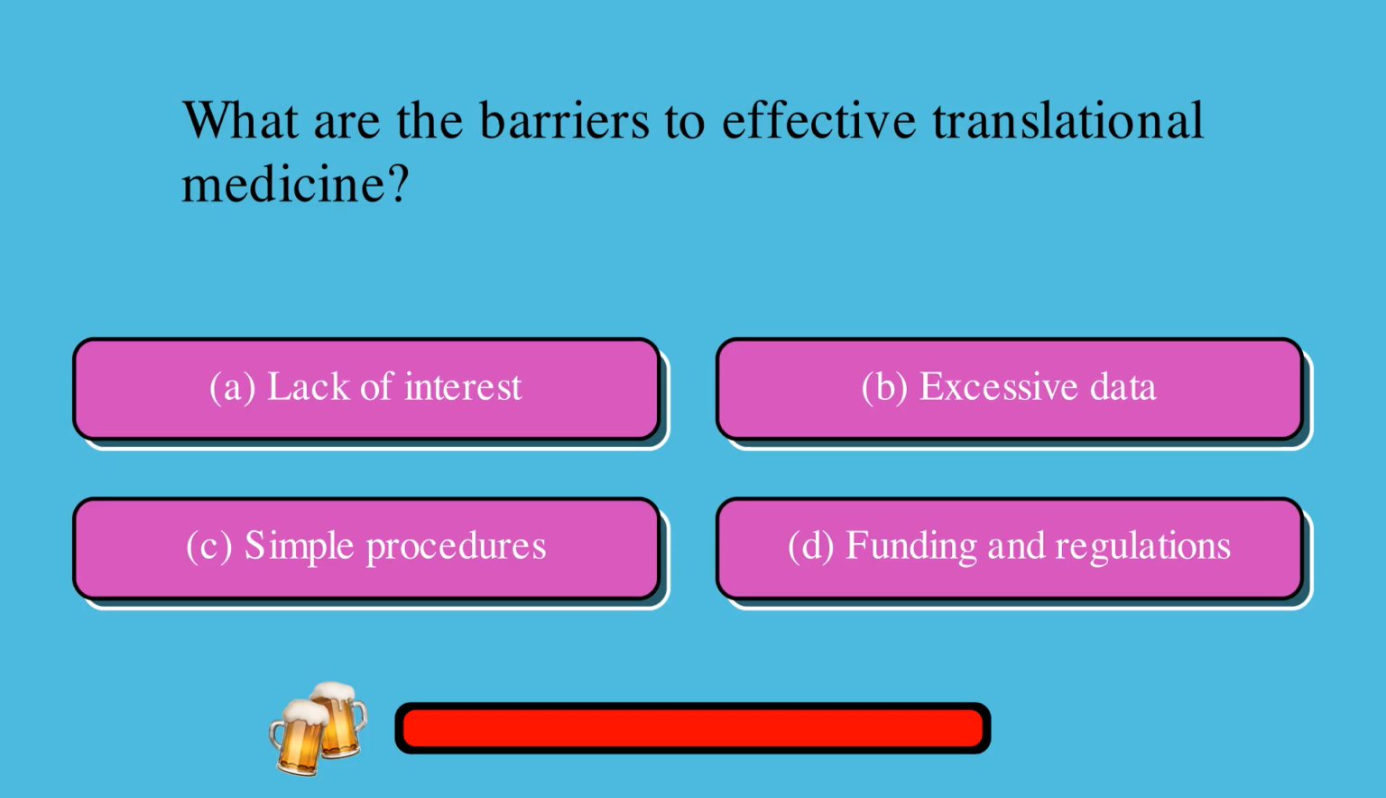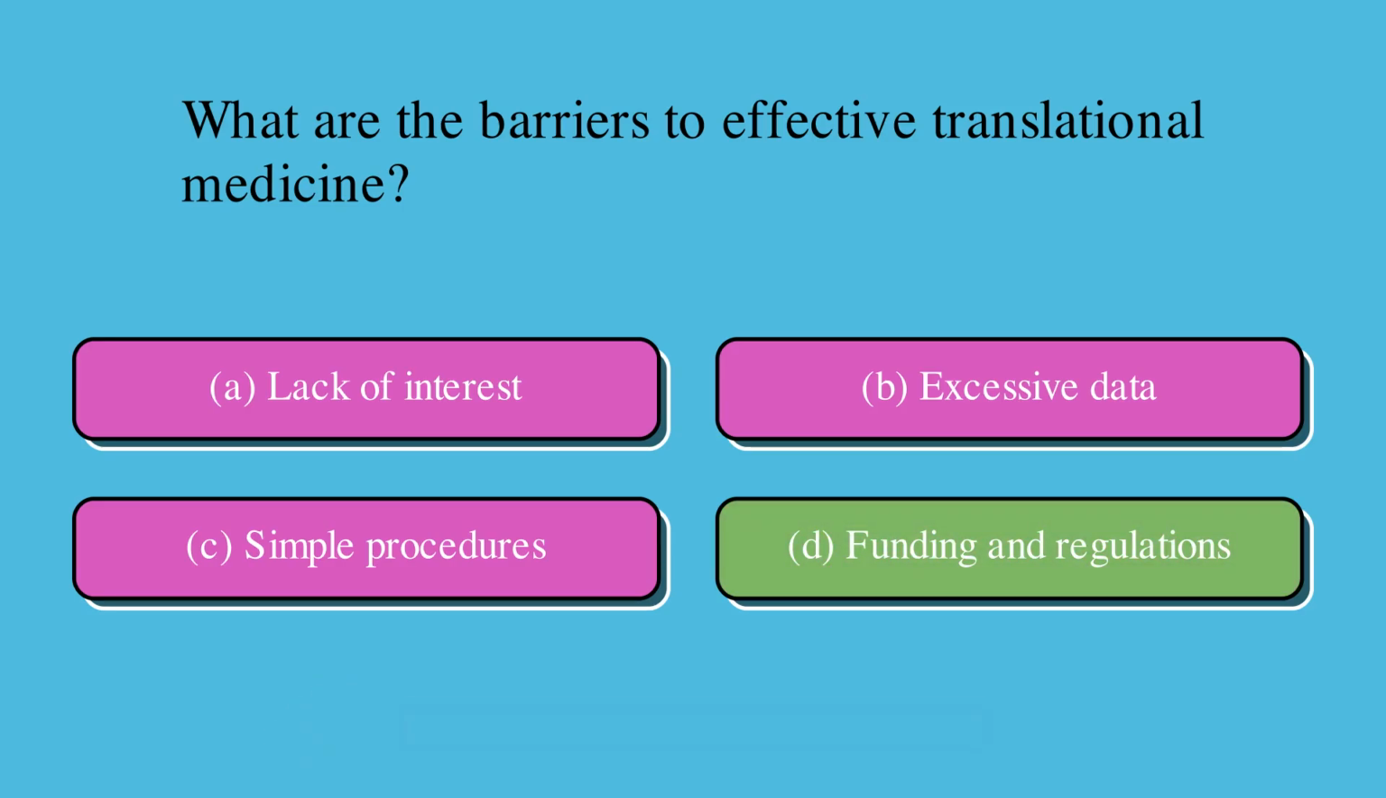What are the barriers to effective translational medicine? A, lack of interest, or B, excessive data, or C, simple procedures, or D, funding and regulations? The correct answer is D, funding and regulations.